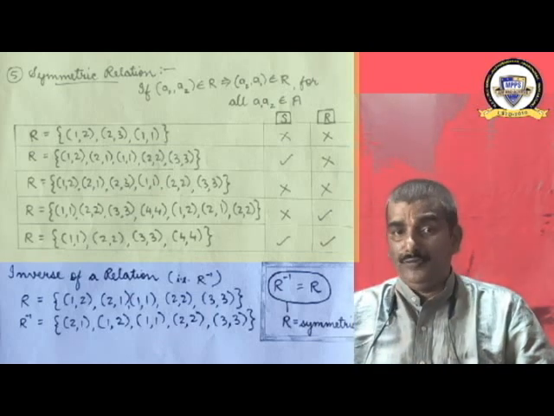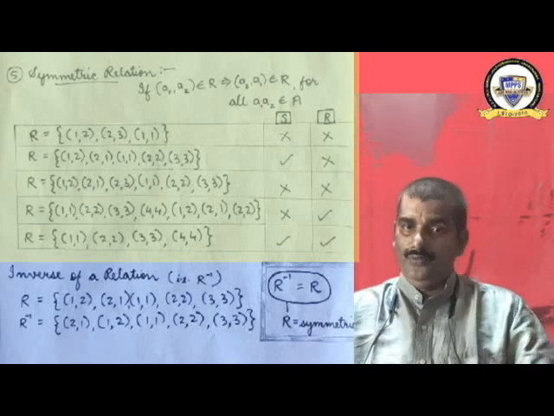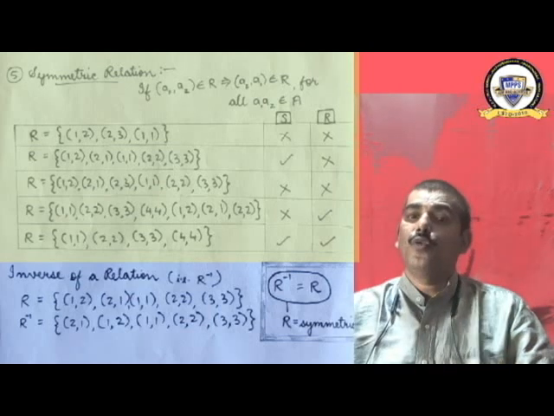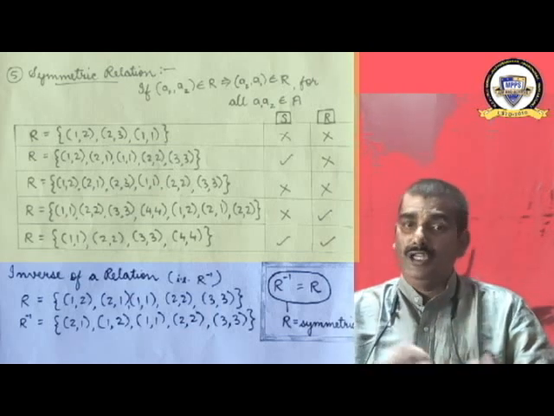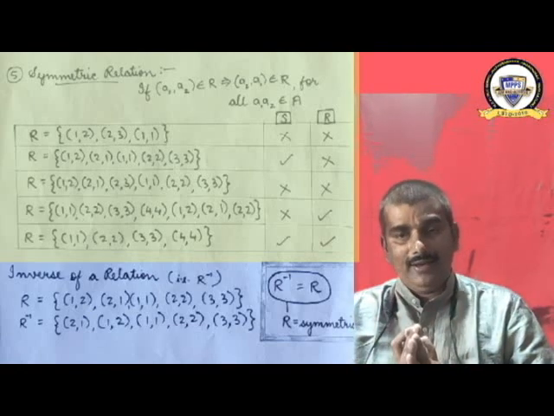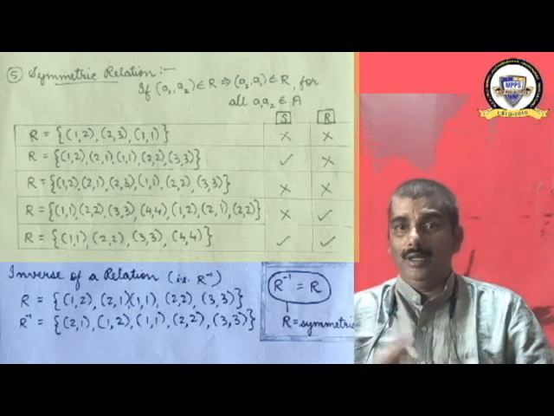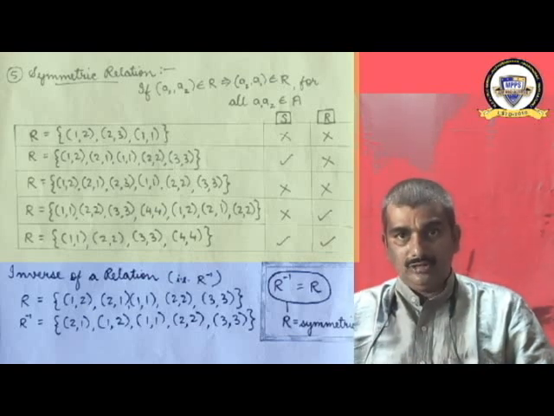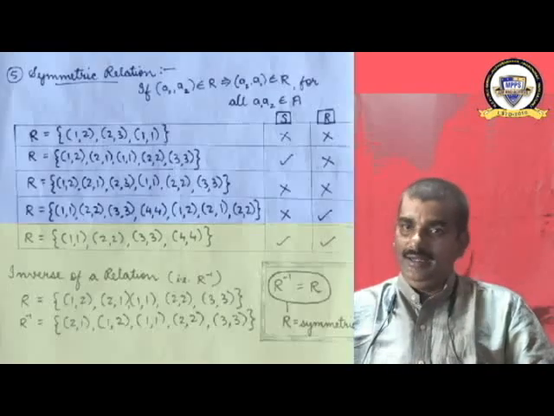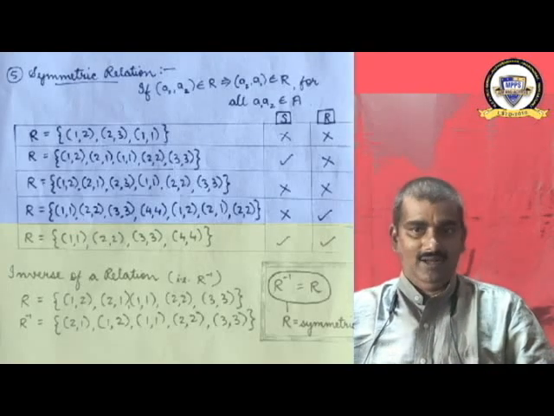Then now see the fifth one: 1 1, 2 2, 3 3, 4 4. Everywhere, if you change the order, we are getting the same ordered pair over there. And for each and every element of A, we are getting the image also. That is why it is symmetric and it is reflexive also.